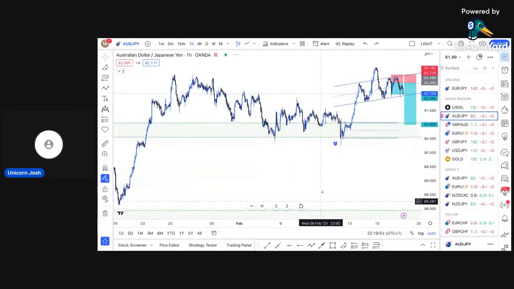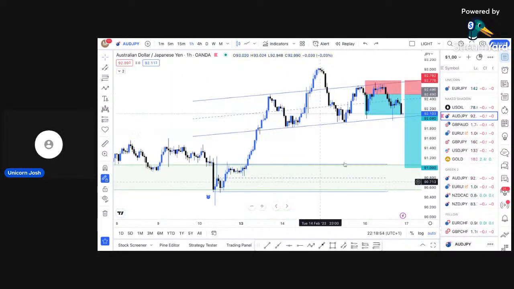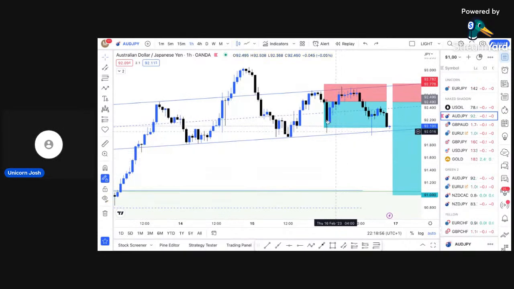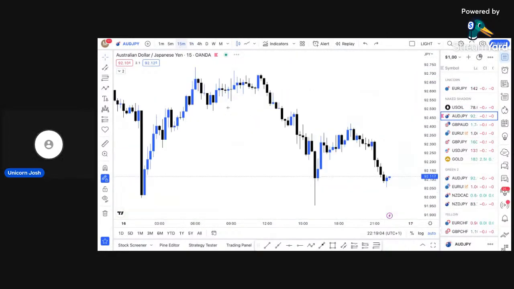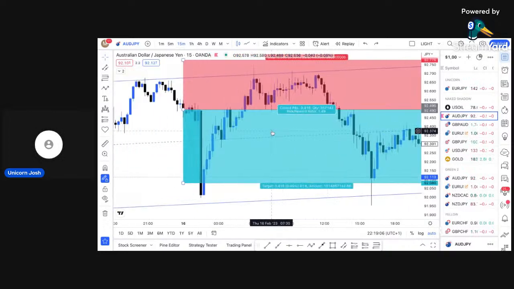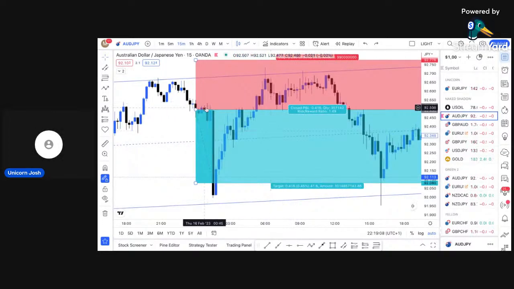AUDJPY after the session. Well, spoiler alert, it was a win, almost like an instant win. We had a session, and in just an hour or so, look at what happened. Trade triggered and straight to TP. That's a 1.5 risk reward ratio. That's reasonable money.